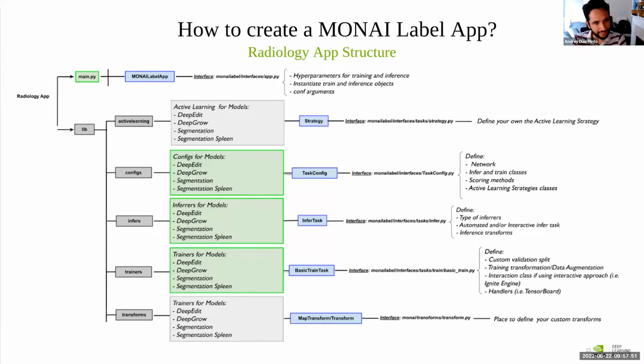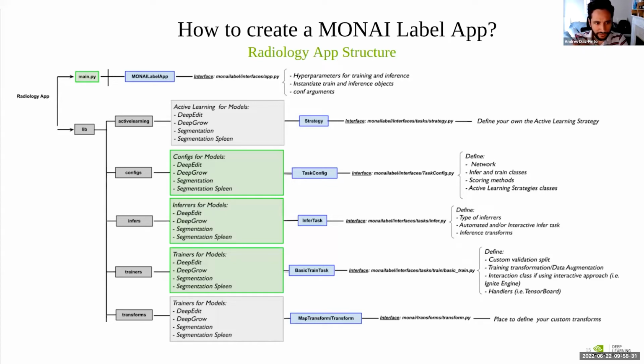And in the application, you also have a lib folder, library folder, where you have subfolders: active learning, configs, infers, trainers, and also transforms. So the active learning and the transforms are empty. We use those as a space for the users. If they want to build on top of the application, they can put the classes or the transformations there. Say, I want to use a different transformation that is not available in MONAI. I want to create a new one. So you can put that class in the transforms and use it in your application.